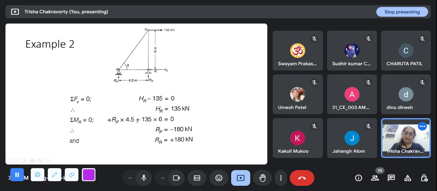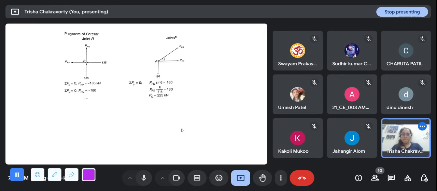So we write both these as plus, and we get RP is minus 180 kilonewton in the downward direction. And when we write sigma Fy equal to 0, we see that RP plus RR should be equal to 0. So they are basically equal and opposite forces. RP is minus 180 towards downwards, and RR is plus 180 in the upward direction.